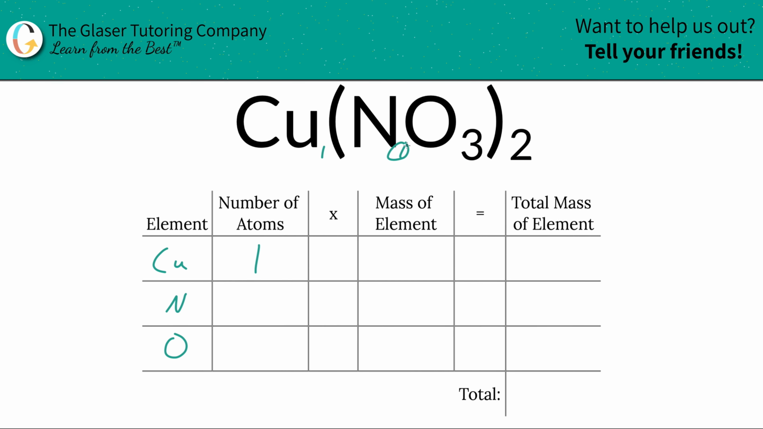So if in each nitrate there's only 1 nitrogen, but you have 2 nitrates, there should be 2 nitrogens. Easier way to do it, take a look at that subscript, just multiply it by the outer subscript, okay? Inner subscript multiplied by outer subscript. So the total amount of nitrogen here is 2. Following that same logic for oxygen, the total amount of oxygen should be 6. You multiply them.